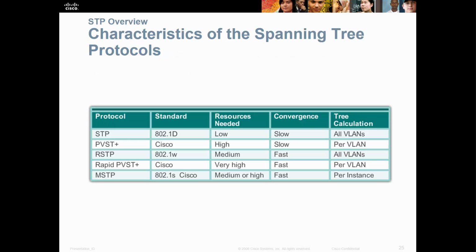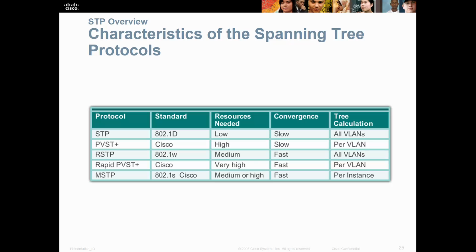So what are some of the varying characteristics? Again, PVST plus is a Cisco standard, not an IEEE standard. MSTP is Cisco and an IEEE standard. Resource utilization: STP is low, PVST plus is high. You guys can go through the chart.